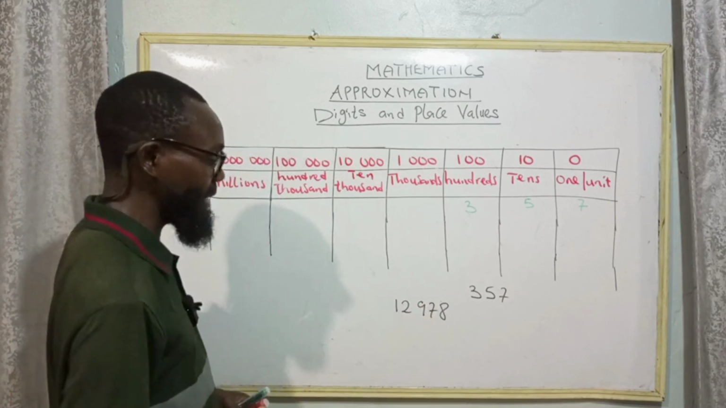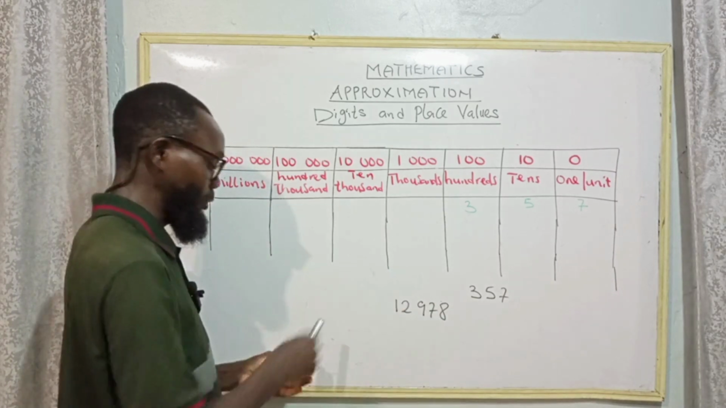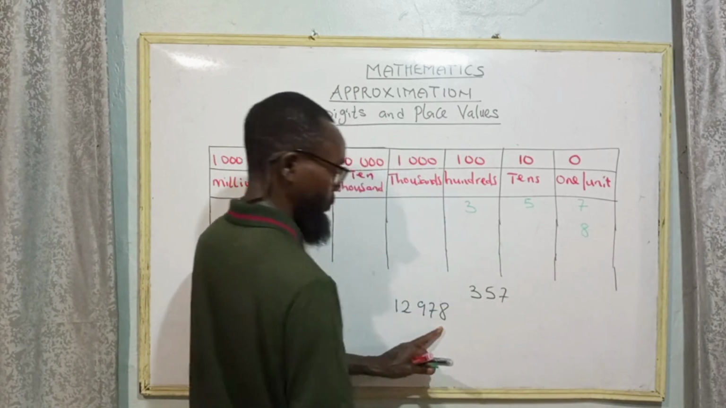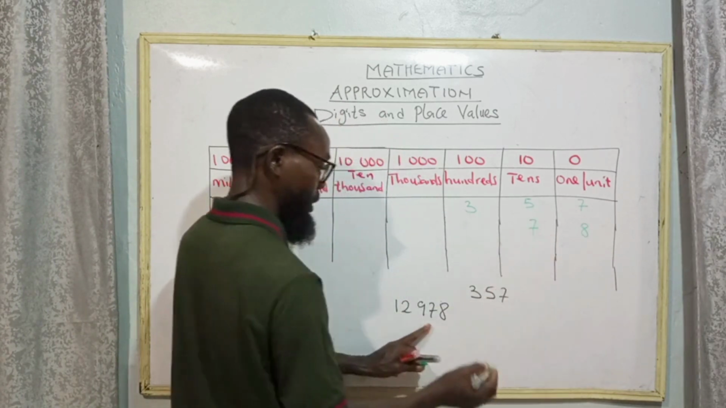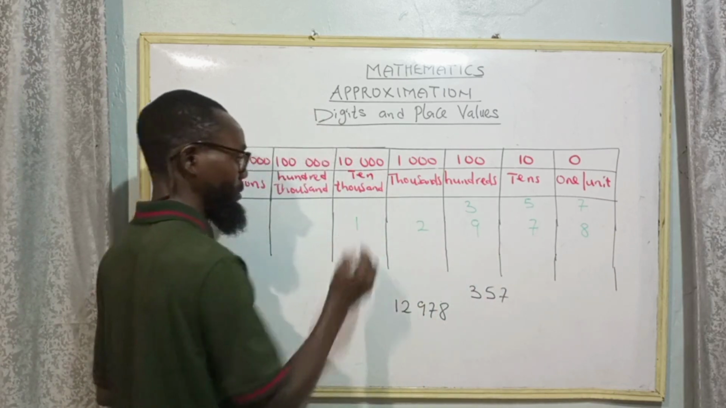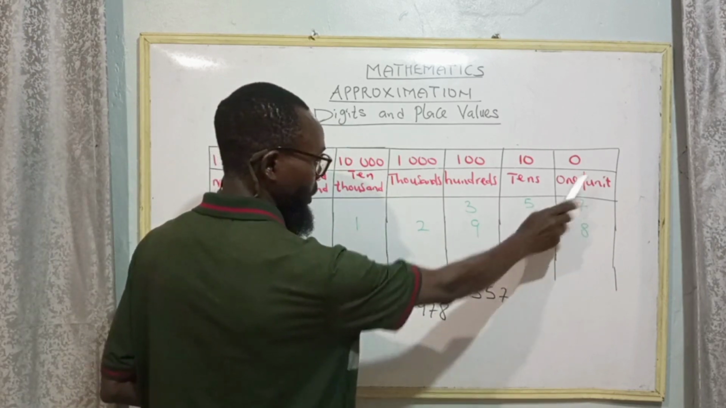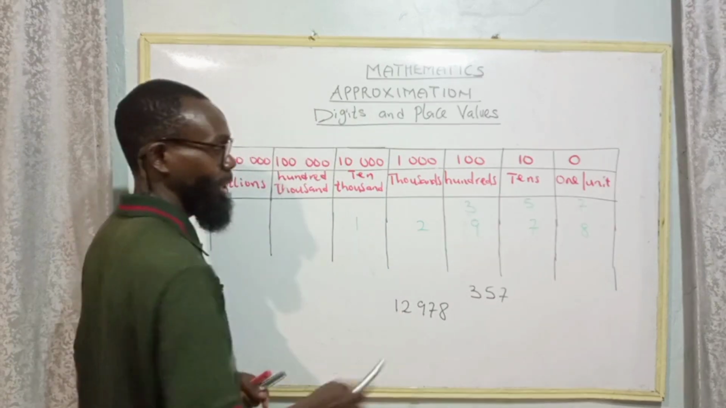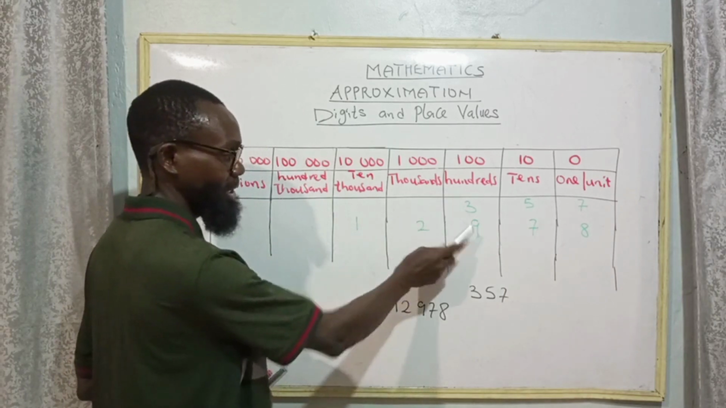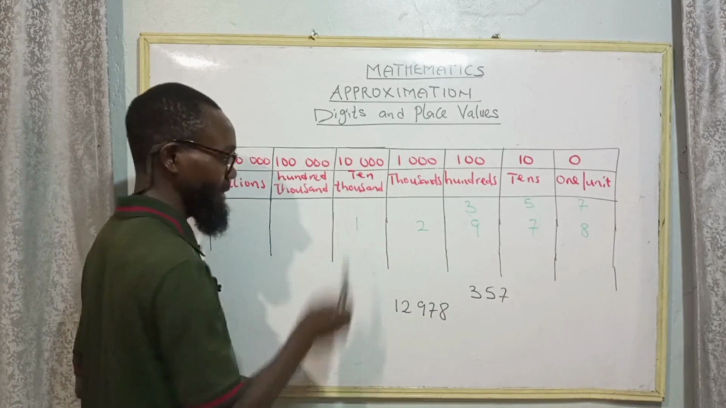Let's look at this one: 12,978. We want to find the place value of each of these. Let us input this here, starting from 8, followed by 7, followed by 9, followed by 2, and the last one is 1. Now, the place value of 8 is units, or 1. While the place value of 7 here is tens. The place value of 9 is hundreds. The place value of 2 is thousands. While the place value of 1 is ten thousands.